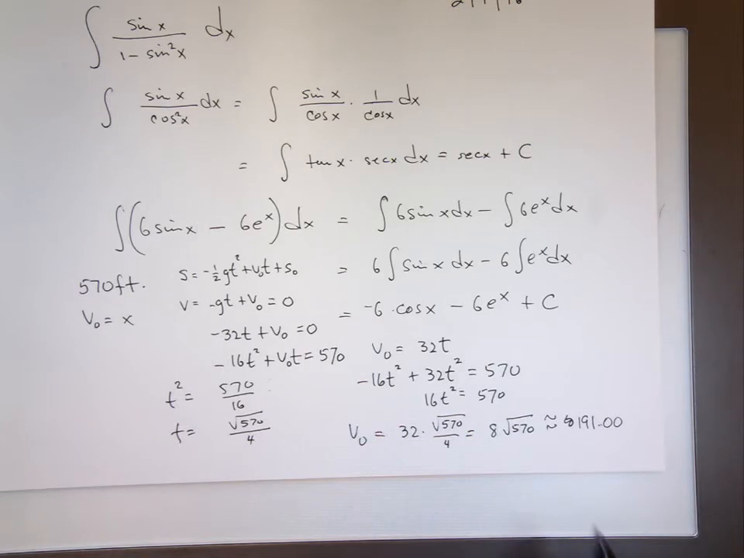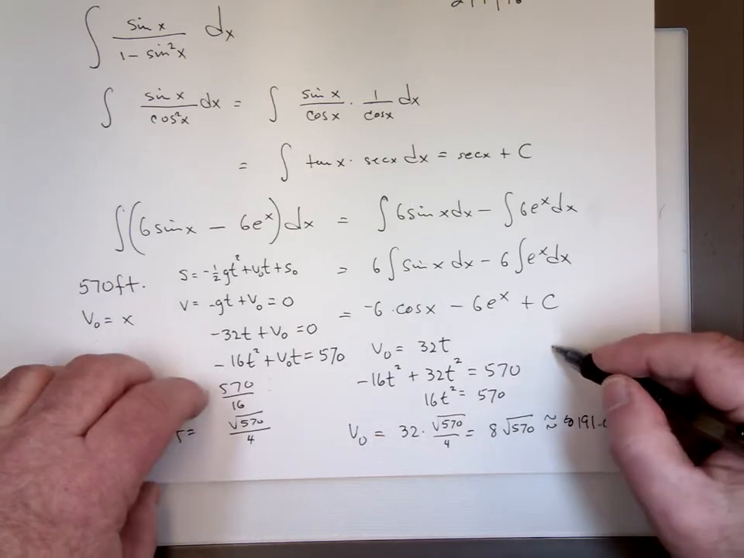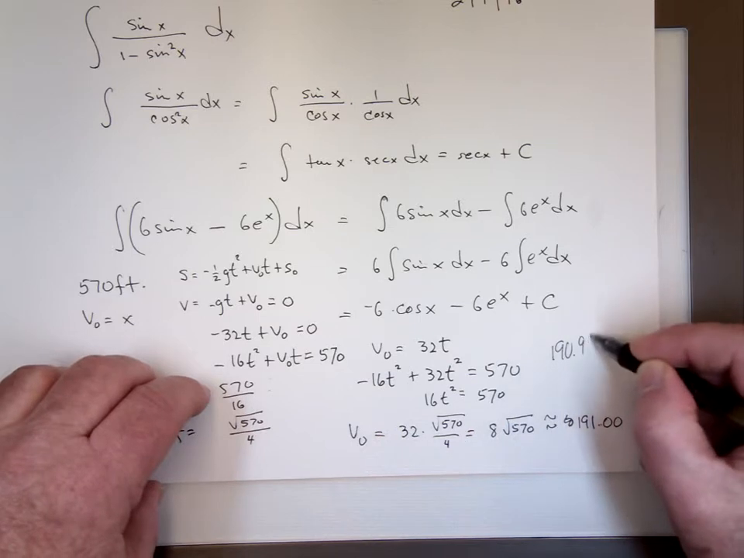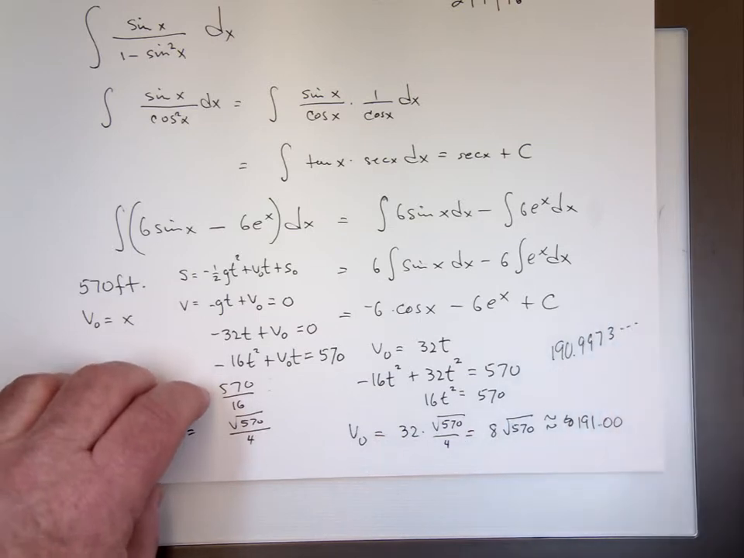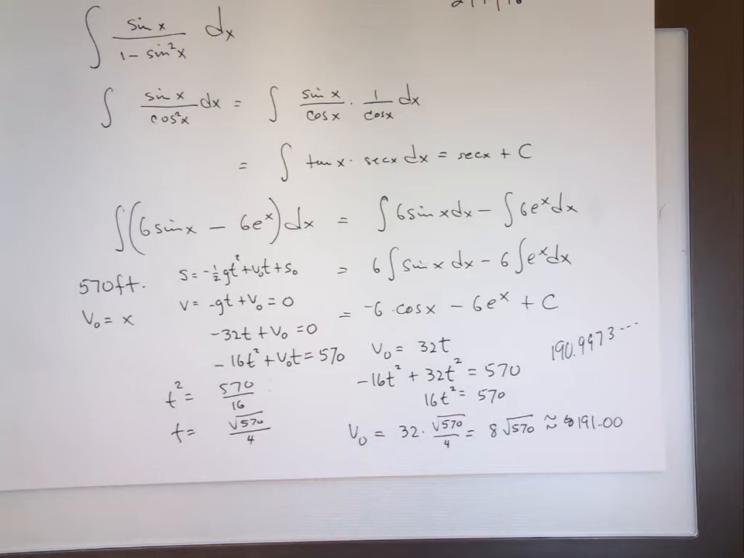So, if Jacob is telling me the square root of 570 times 8 is, go ahead, tell me again. 190.9973822. That's what I got. And Carlos, you're telling me it's something else? Something is wrong. 8 times the square root of 570 gives me 190.997. All right, there we go. We're all in agreement and everybody is happy. This is good. So rounded to 2 decimal places, 191 feet per second.